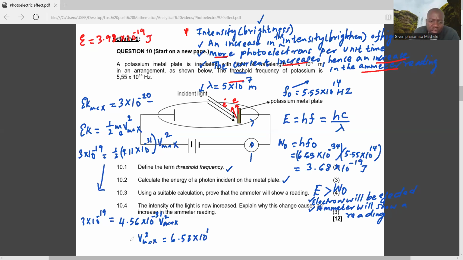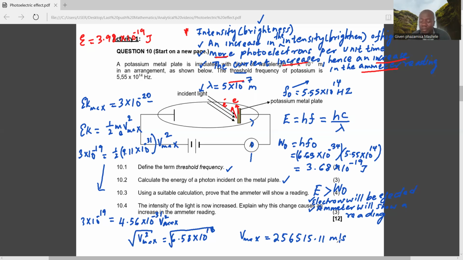Then we put the root sign to determine the speed of the electron. So it will be the square root of 6.58 times 10 to the power 10. Then this will give us 256,515.11 meters per second. So this is the answer.